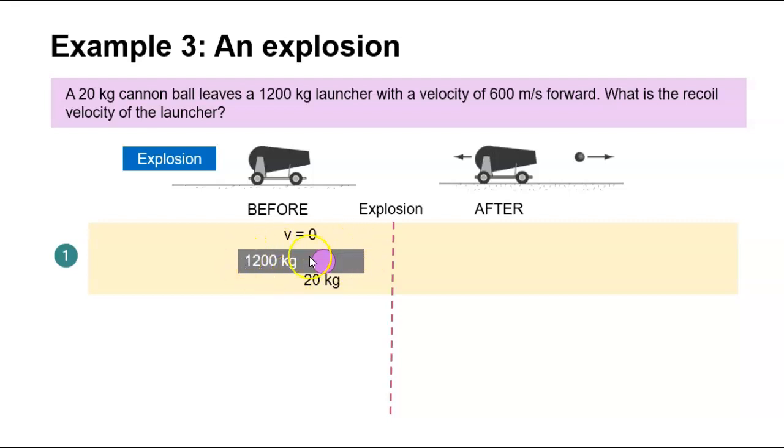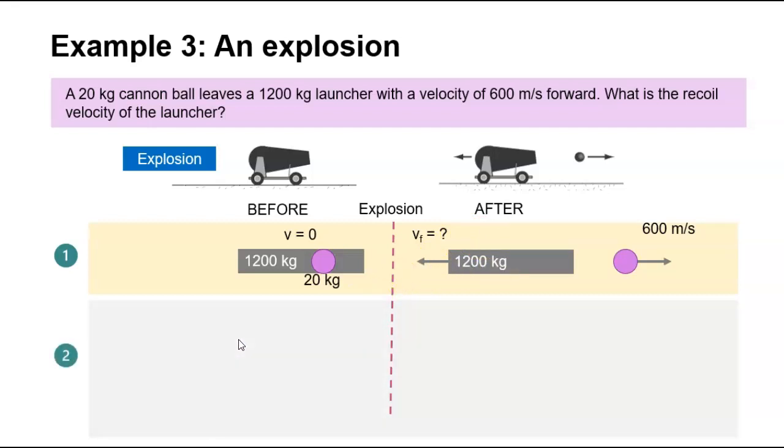So I drew the launcher, 1200 kilograms, as a rectangle, and I drew the cannonball as a circle. So that's one piece. The ball is in the launcher. It's like a combined piece. And during an explosion, a combined piece breaks into individual pieces. So after, I have the ball coming out, and then I have the empty launcher sitting here. And the question is, what is the final velocity of this launcher?